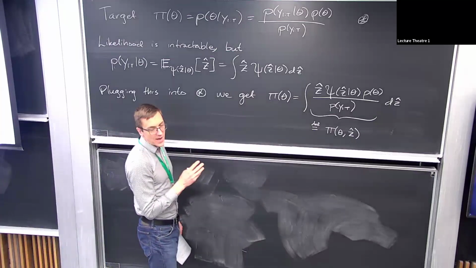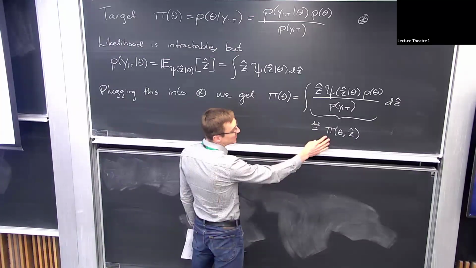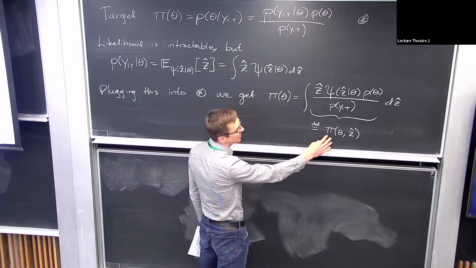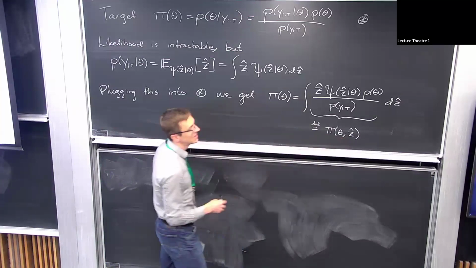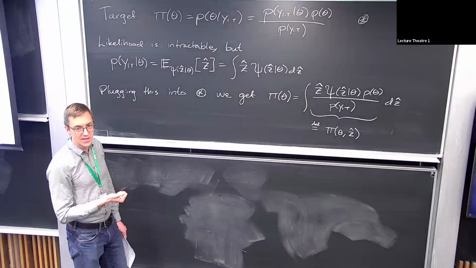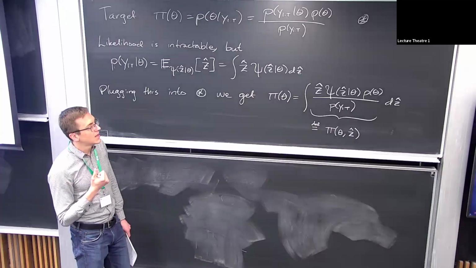So this could be valid if I'm going to be able to interpret this thing now as a probability density function over this pair theta and z hat. I need this to be non-negative. I need it to integrate to 1.